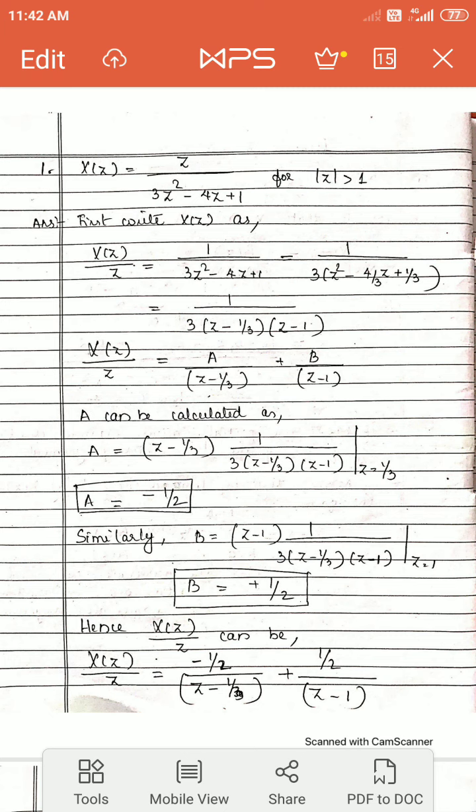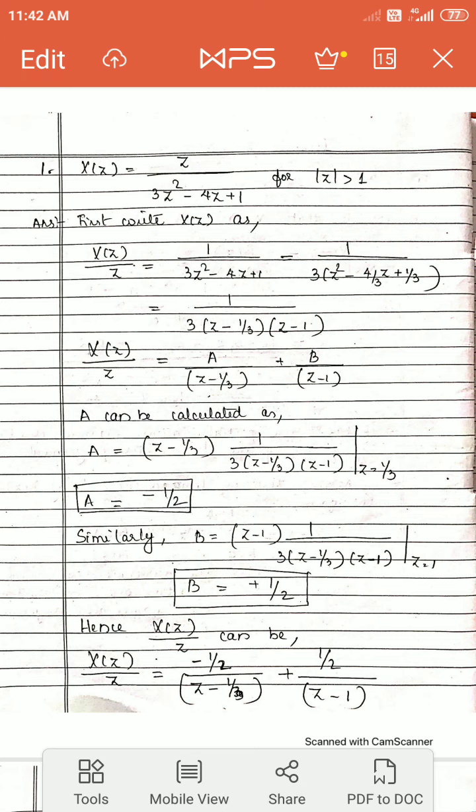For that, what you have to do is the partial fraction method. We have the formula. What is the equation they have given? X of z is equal to z divided by 3z square minus 4z plus 1. Write it as, take that z towards the left hand side. It goes to the denominator. It becomes X of z by z is equal to 1 divided by 3z square minus 4z plus 1.